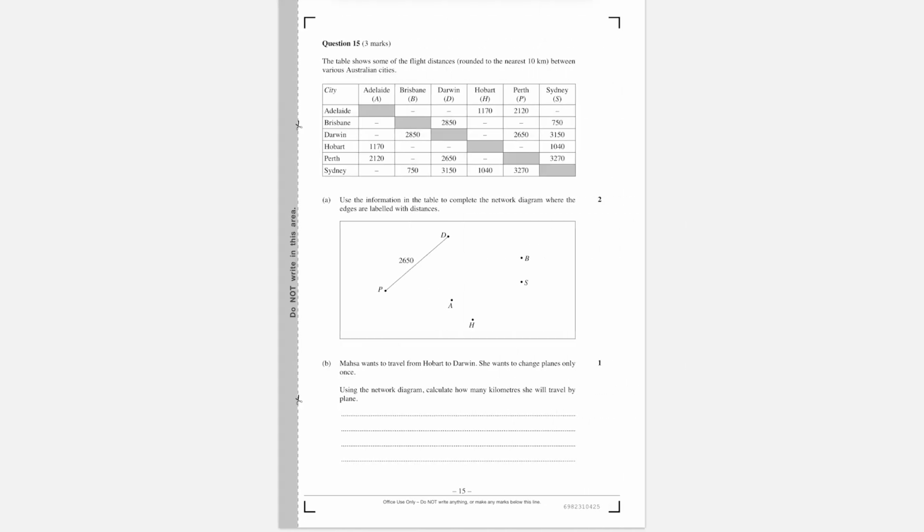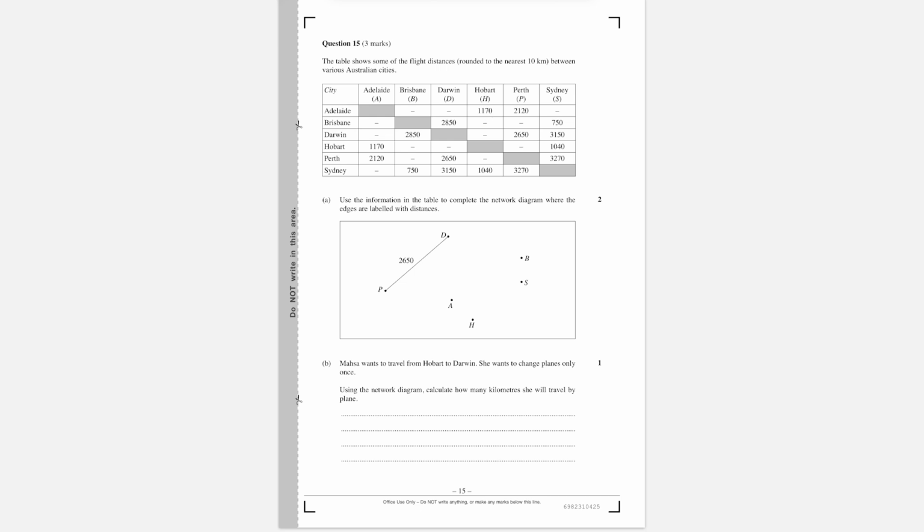All right, question 15. The table shows some of the flight distances rounded to the nearest 10 kilometers between various Australian cities. Use the information in the table to complete the network diagram where the edges are labeled with distances. Okay, so let's fill it in.